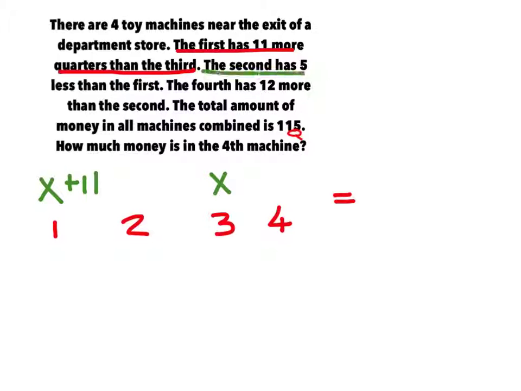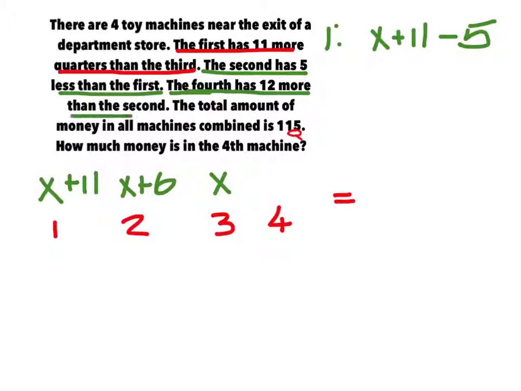The second has 5 less than the first. So here's the first, X plus 11, and the second one has 5 less. So what should I put in there? X plus 11 minus 5. Can we shorten that up any? What can we write? X plus 6, yes. 11 minus 5 is 6. So we know the third one. We're on to the fourth one.